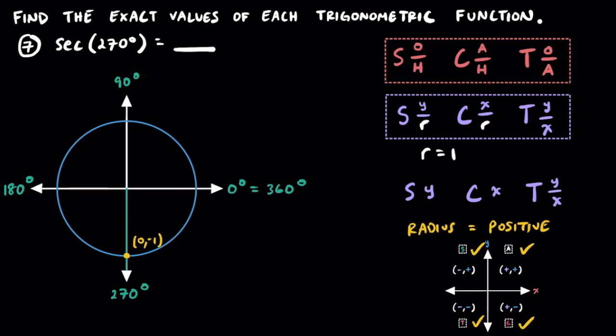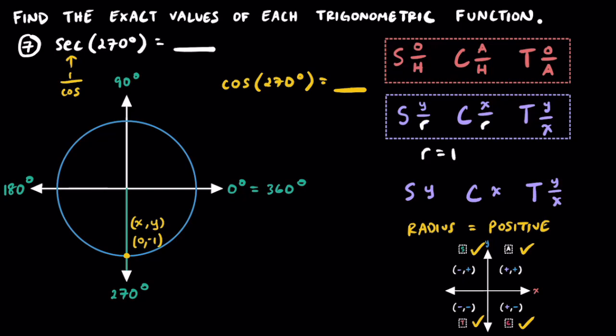Now, if that's true, the x value is going to be 0 here, and the y value is going to equal negative 1. While we can't do anything with SOHCAHTOA, we can use our CAST trick. Now, what's secant? Secant is the reciprocal of cosine, so this is 1 over cosine. In order to find secant of 270 degrees, let's find out what cosine of 270 degrees is first, and then find the reciprocal of that.